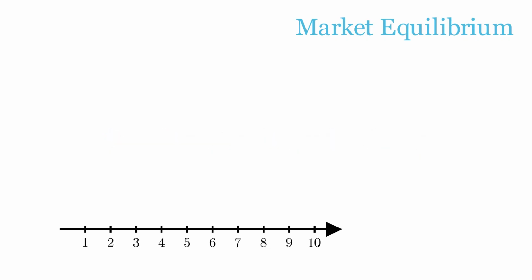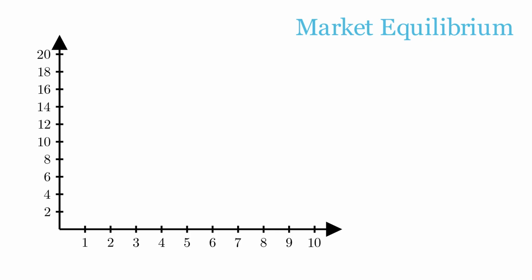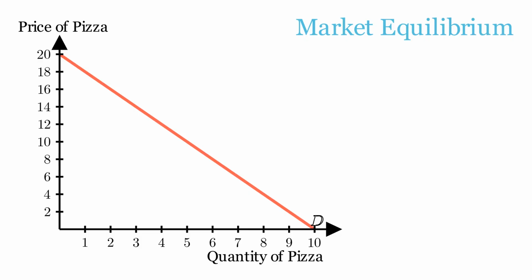Let us understand this with the help of a graph. In this graph, on the vertical axis, we have the price of pizza, and on the horizontal axis, we have the quantity of pizza. Let us draw a downward sloping demand curve and an upward sloping supply curve. The point where the demand curve and supply curve intersect each other is called the market equilibrium.